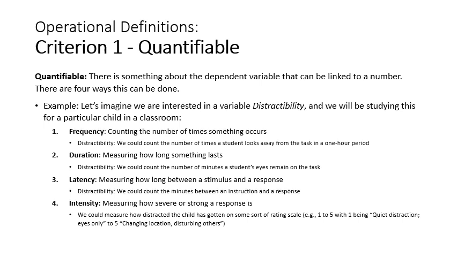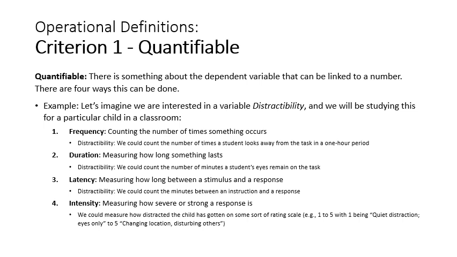We're going to use an example and definitions of these 4 ways. So our example is, let's imagine that we're interested in a variable, distractibility. We want to help support a child in training their own mind to be able to focus, so we think it's important to know how distractible a child is, and so we are focusing on this one child in a classroom. So the first thing we could do is we could use frequency, listed as number 1 here. We could count the number of times something occurs. That's all we mean with frequency. How many? So for distractibility, we could count the number of times a student looks away from the task in a 1-hour period. That would be an example of using a frequency count.